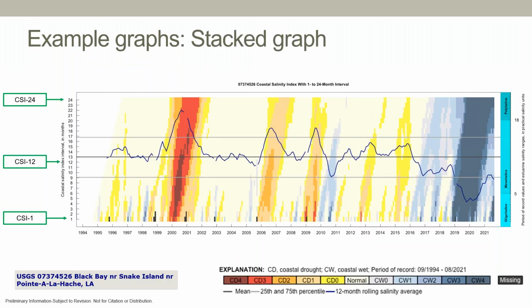Here's a stacked graph. We use this as a visualization tool, which allows you to view short and long-term salinity conditions on a single graph. You can see short-time salinity conditions using the CSI color bands in the back across the bottom. So this is a 1 month CSI across the bottom, 12-month in the middle, and the color band up top is the 24-month CSI interval.